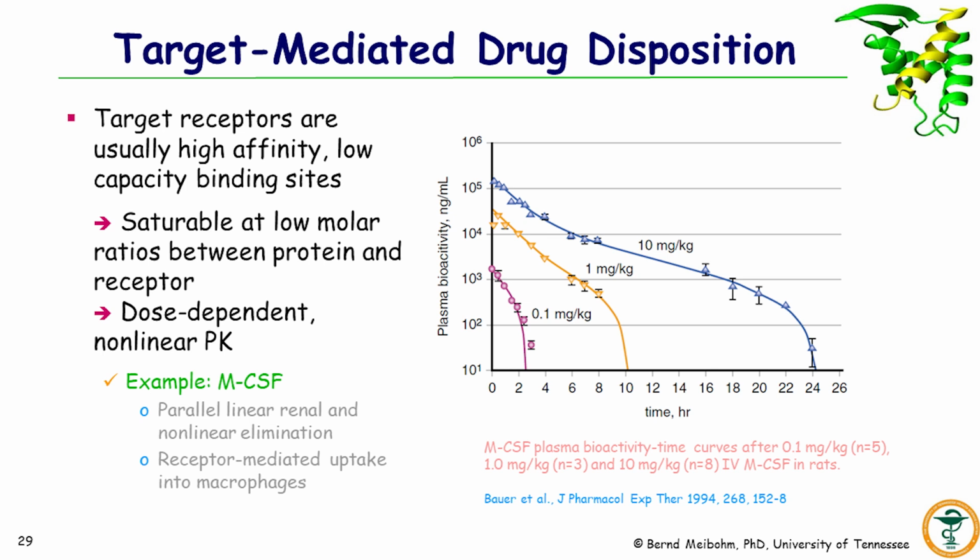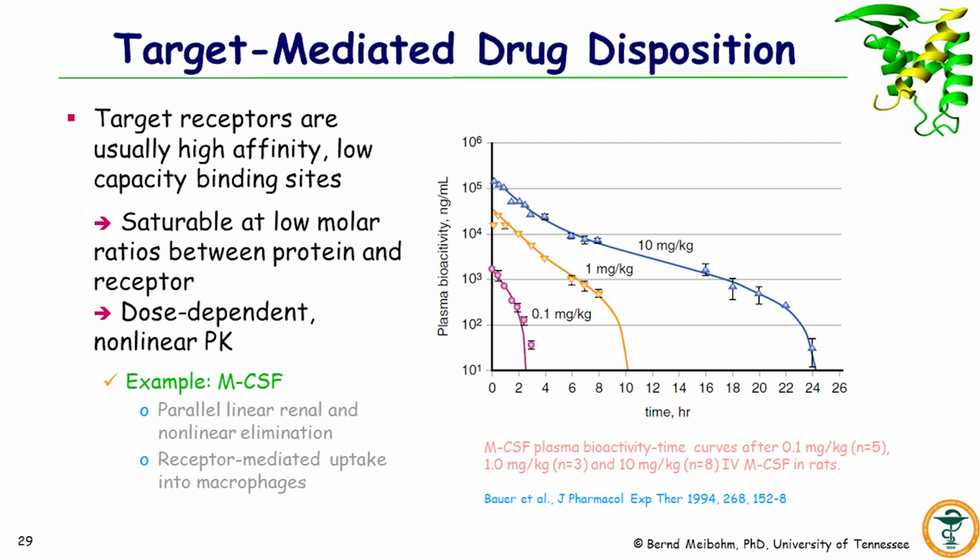An example for that is macrophage colony stimulating factor, which is eliminated by two parallel elimination processes. One is a linear renal metabolism process, and the second one is a receptor-mediated uptake into macrophages. So macrophages express the pharmacologic target receptor for MCSF. MCSF binds to that. The MCSF target receptor complex is internalized and undergoes then lysosomal degradation.